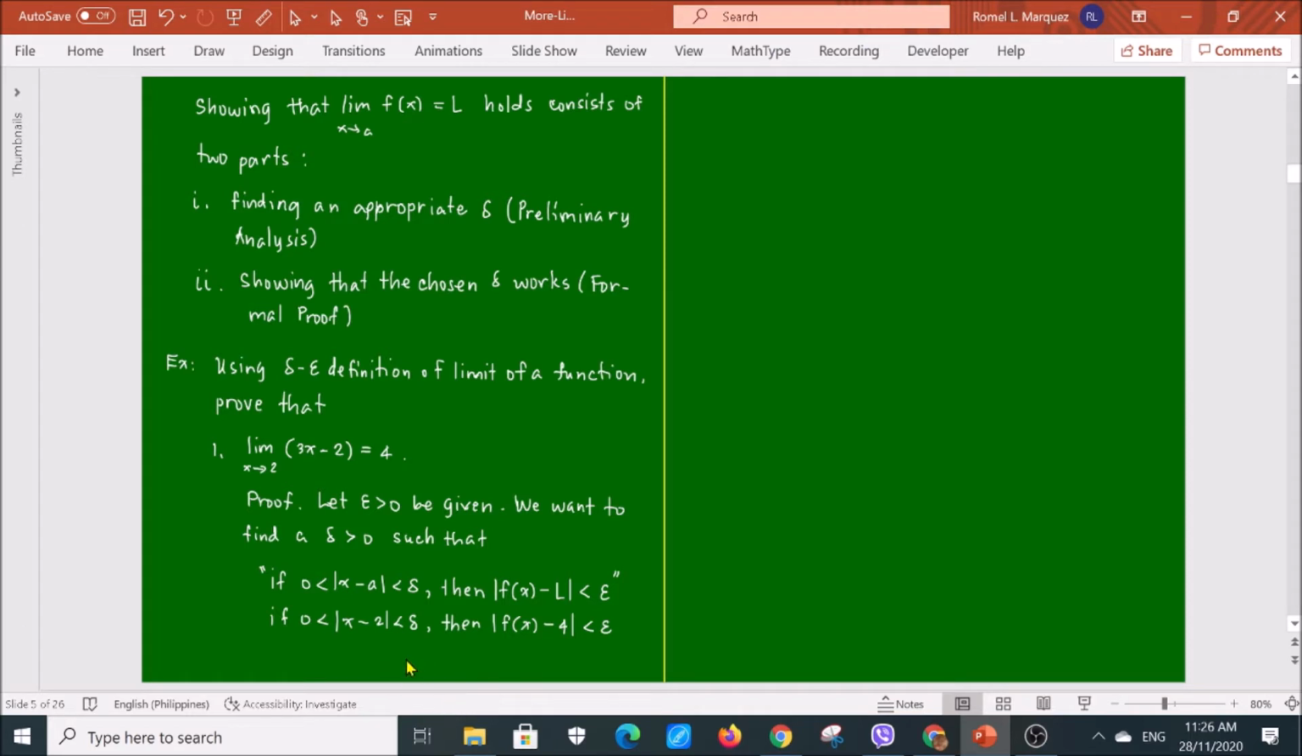Okay? Now, to show that this statement is true, we have to follow the suggestions here, the 2 parts that we have to do. First, you have to find an appropriate delta and show that such delta works. Okay? So that's the challenge. Okay, so first step, find an appropriate delta.